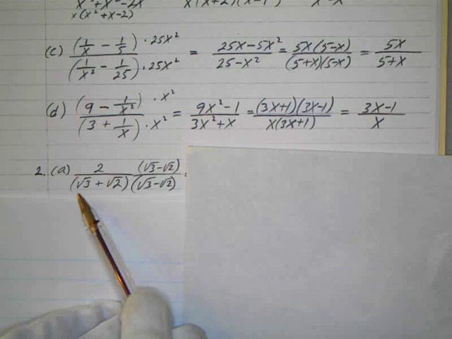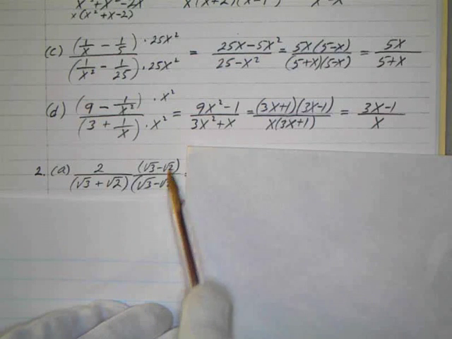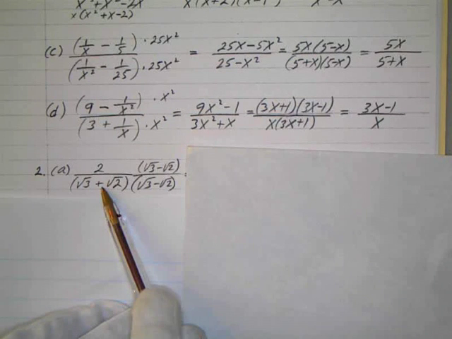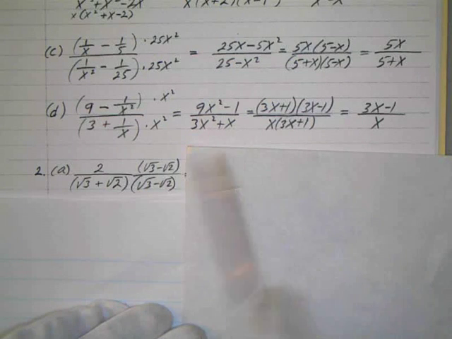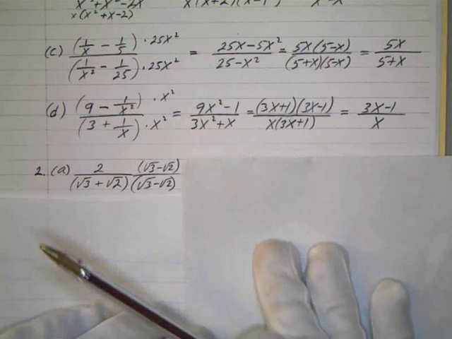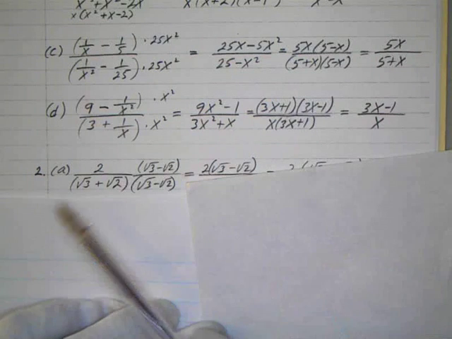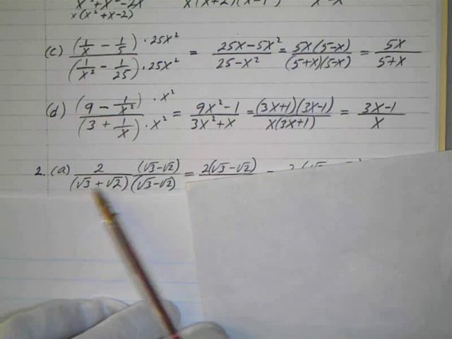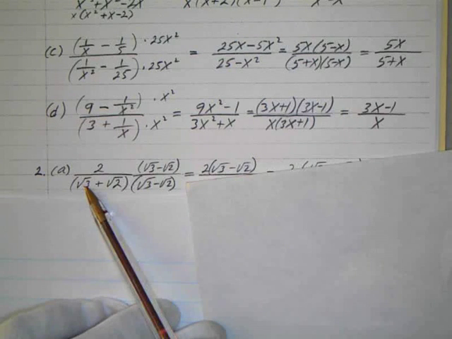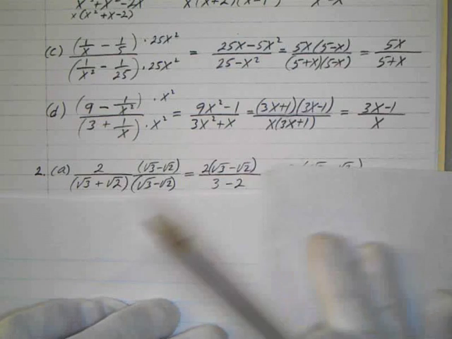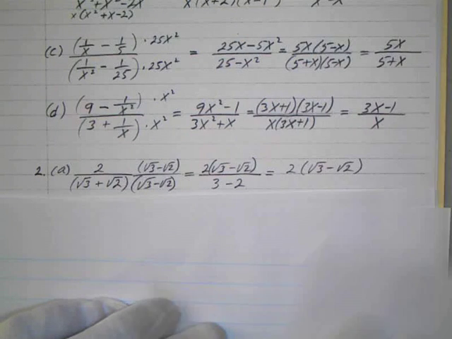So I multiply the top and the bottom by the square root of 3 minus the square root of 2, which is the conjugate of this square root of 3 plus the square root of 2. On the top, I've got 2 times this. That's no problem. We'll just leave that. And then here, this is basically the same as a plus b times a minus b, which is a squared minus b squared. So the square root of 3 squared is 3. The square root of 2 squared is 2. 3 minus 2 is 1. And we're done.